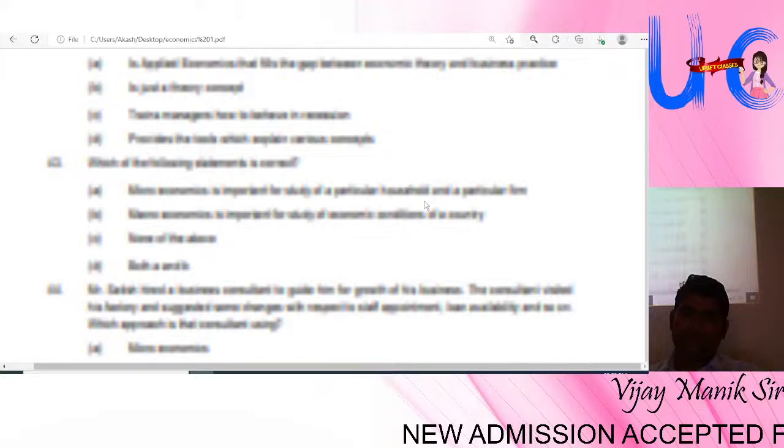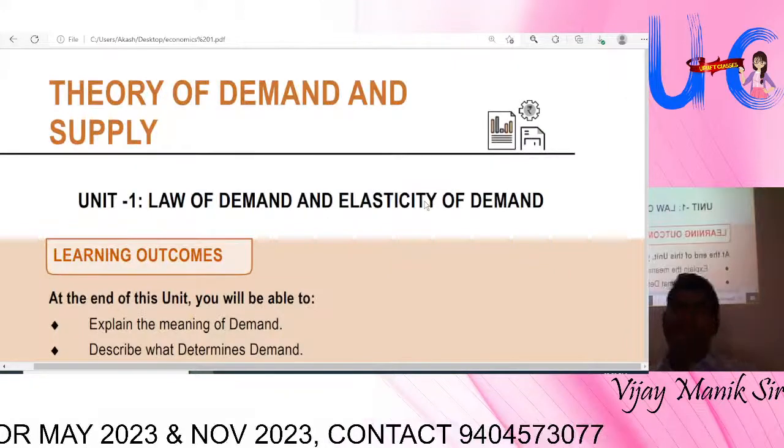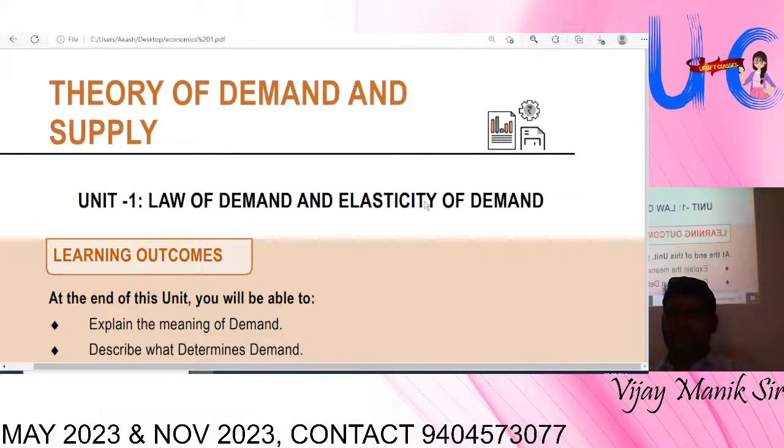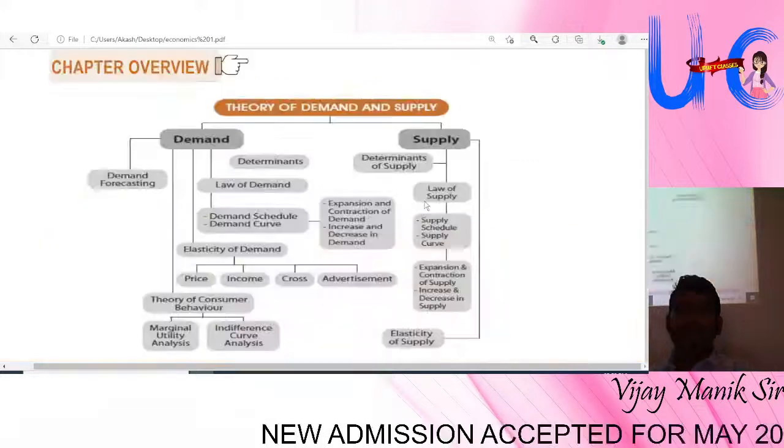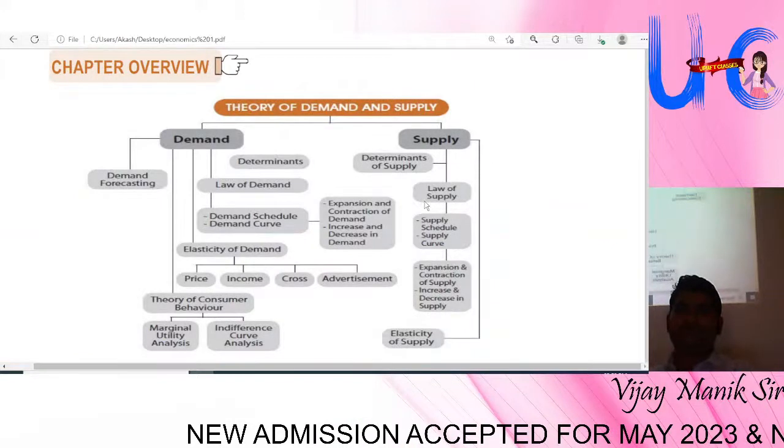Theory of demand and supply. What is meant by demand? What is supply? Demand means needs of the buyers. Okay, and supply means fulfillment of the needs by the supplier.